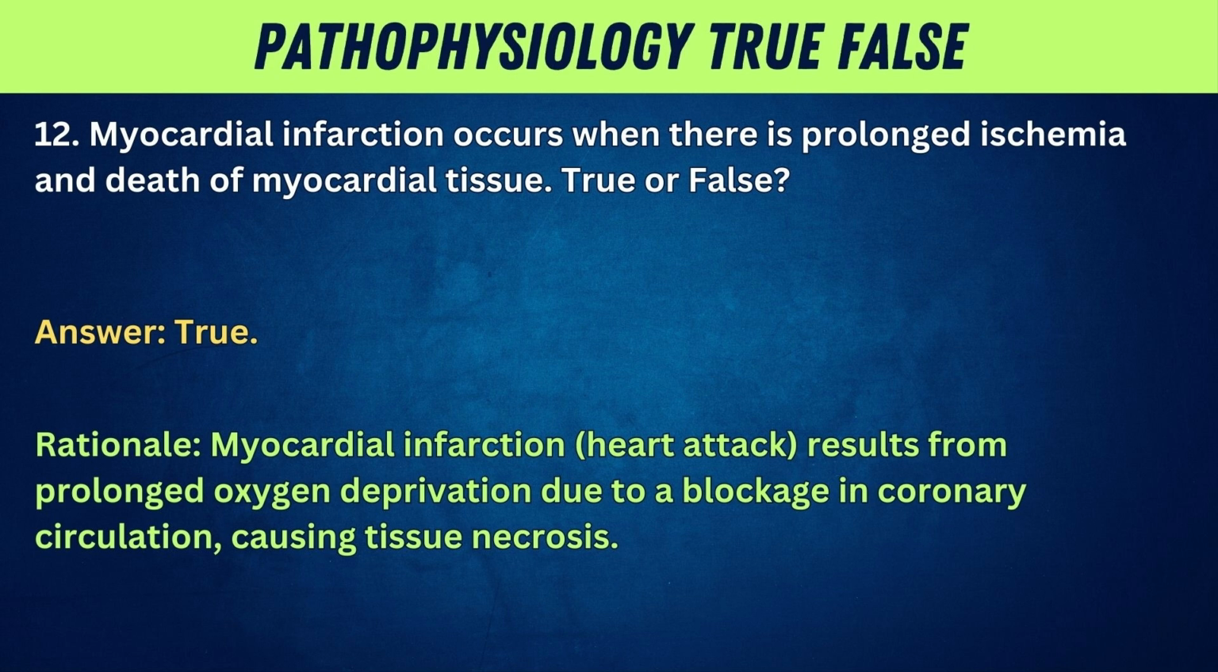12. Myocardial infarction occurs when there is prolonged ischemia and death of myocardial tissue. True or false? Answer: true. Rationale: myocardial infarction, heart attack, results from prolonged oxygen deprivation due to a blockage in coronary circulation, causing tissue necrosis.